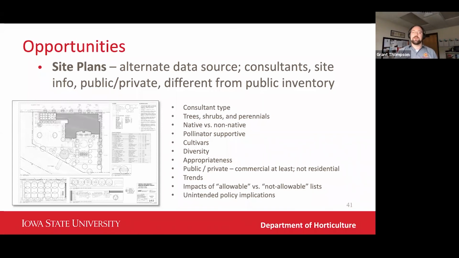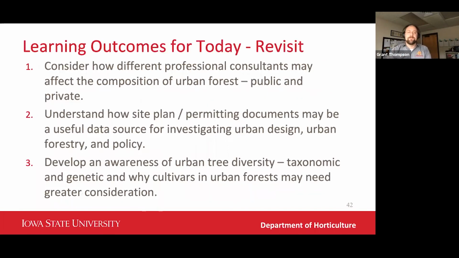We might be able to think not just about trees, but shrubs and perennials, native versus not native plants, plants that are more supportive of pollinators, this cultivar issue. We could look at the diversity of material, appropriateness, and so on. You might be able to also look at some policy things. So if we have allowable and not allowable planting lists, how do those come into play on these site plans, and any maybe unintended policy implications?